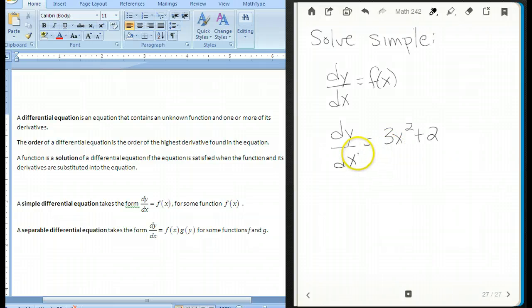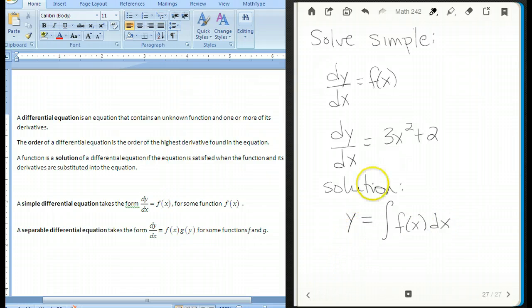Well, it would be the function whose derivative is 3x squared plus 2. You'd be able to figure out what that function is by doing what? Undoing this derivative, by doing an antiderivative. So you could get the solution by just doing an integral, right? So the solution would be found in general by saying y, the function that is the solution, is found by doing the integral of the right-hand side, f of x.